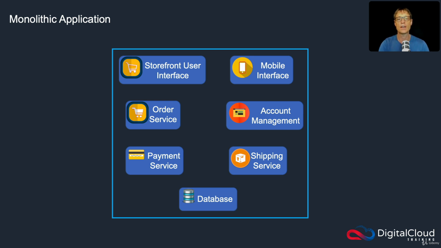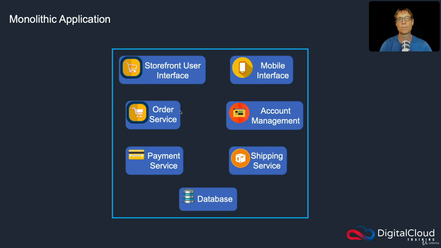In our monolithic application, let's just say that this is our application inside the blue box. This could be running on one server or multiple servers, but it has multiple components. It's got, for instance, the storefront user interface. That could be some kind of web service that your users can interact with and place orders. It's then got a mobile interface for if they're using their mobile clients to access your website. It's then got an order service.